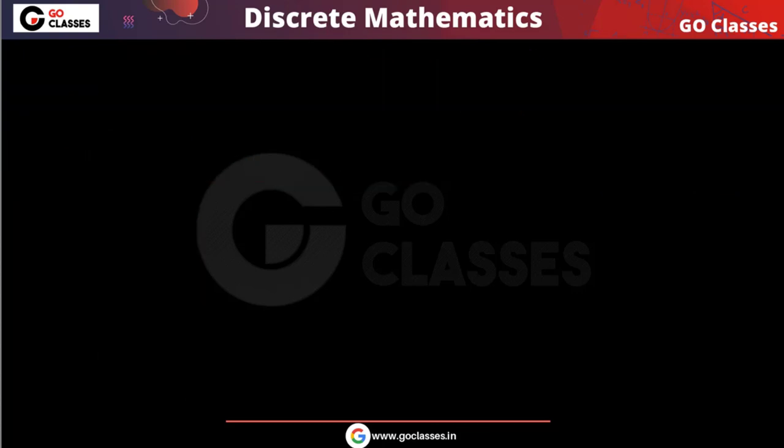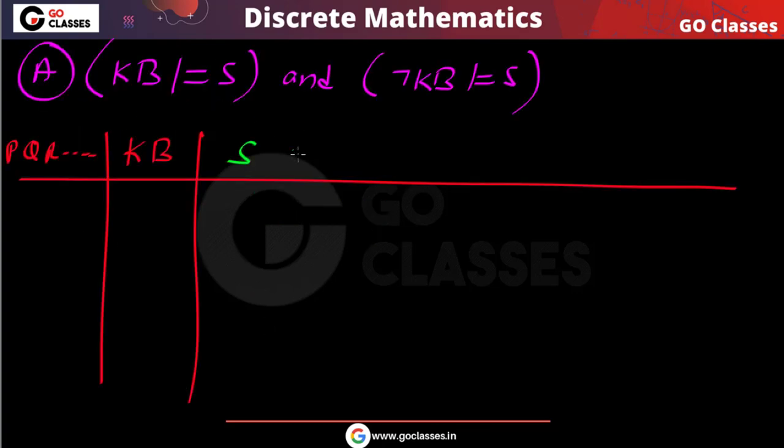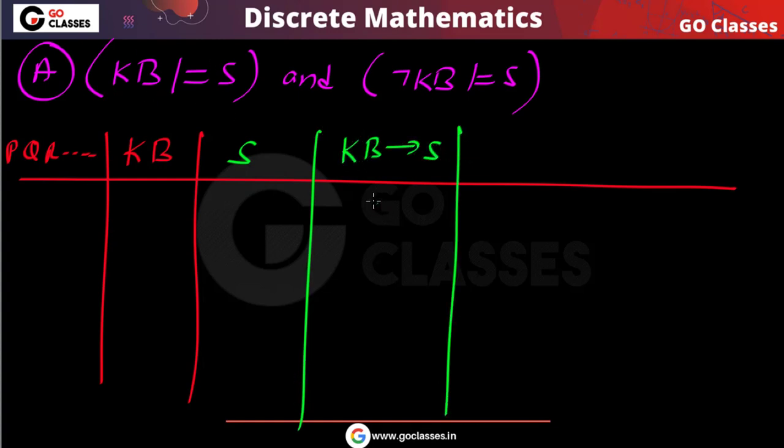Now we have already seen that whenever you see alpha infers beta, you can replace it with alpha implies beta is a tautology. So if I say that alpha infers beta, this simply means that alpha implies beta is a tautology. So knowledge base infers s simply means knowledge base implies s is a tautology.